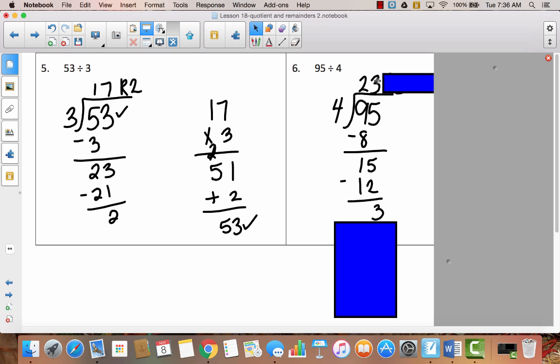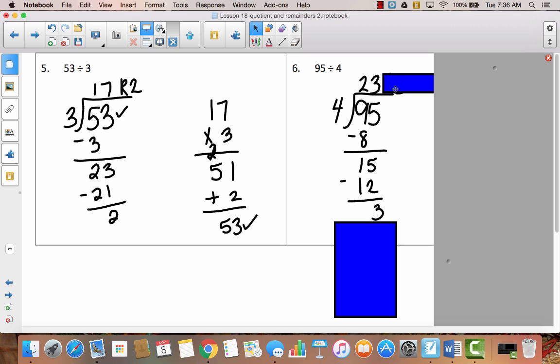Now, if you messed up and you put a 2 here, then you would have had 2 times 4, which is 8, which would have given you a remainder of 7. Your remainder should never be more than what you're dividing by. If it is, then you know that you used a number that was too small. So if you ended up with a remainder of 7, even when you checked your work, it might work out, but your remainder should never be bigger than what you're dividing by.